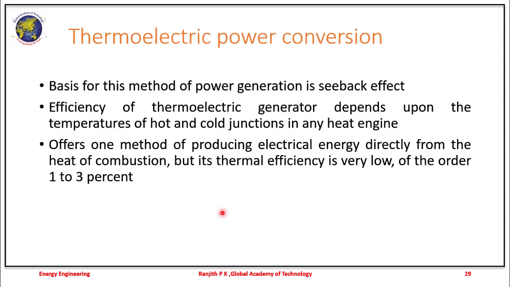The next method of green energy is the thermoelectric power conversion. It is the power conversion or power generation mechanism through the Seebeck effect. So this method makes use of the Seebeck effect. The efficiency depends on the temperature that is obtained at the hot and cold junction in any heat engine. However, again, just like the MSG system, this efficiency is very low, in the order of 1 to 3%.